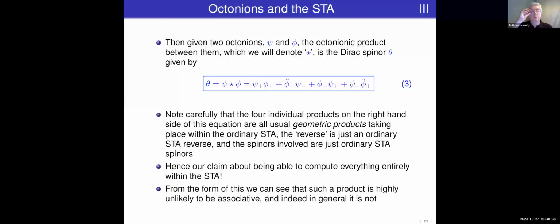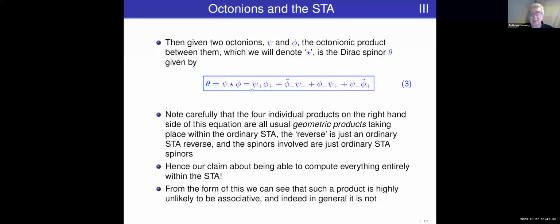And here's the crucial result. Given two octonions, psi and phi, the octonionic product between them, which I'm going to note with a star, is the Dirac spinor theta given by this formula. So theta, which is psi star phi, is given by psi plus phi minus reverse, psi minus, plus phi minus psi plus, psi minus phi plus reverse.